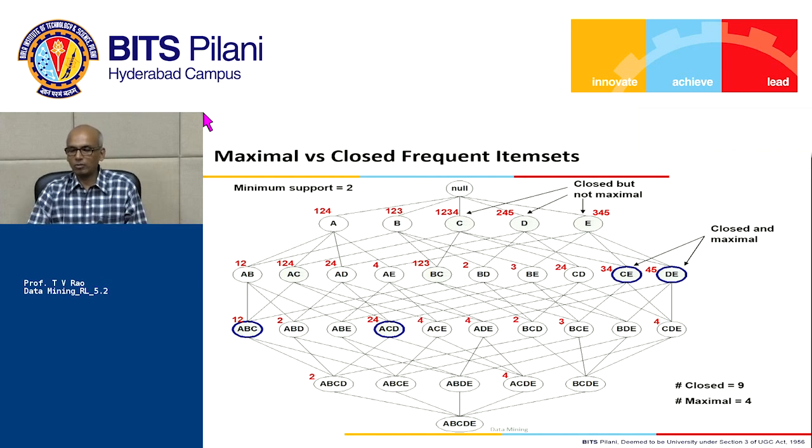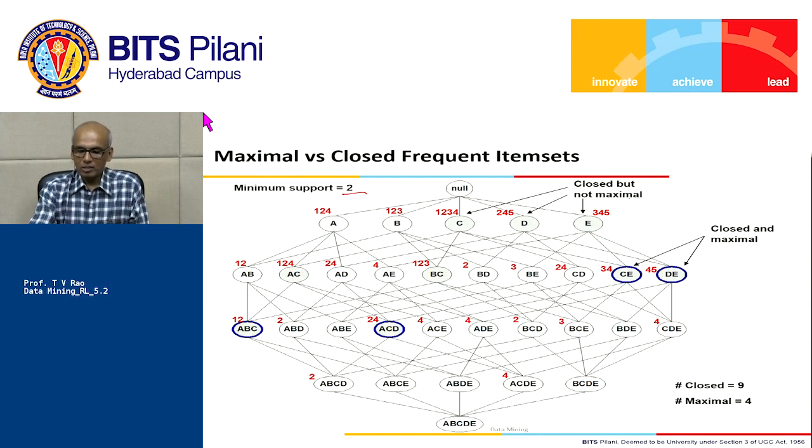So now we want to find out which are maximal and which are closed. When we are looking at closed, let's say we take the minimum support as 2. E has a support of 3, and when you look at the supersets of E, what are they? AE, BE, CE and DE. AE has a support of only 1, BE is 1, CE is 2 and DE is 2. So that means CE and DE are frequent, and AE and BE are not even frequent.